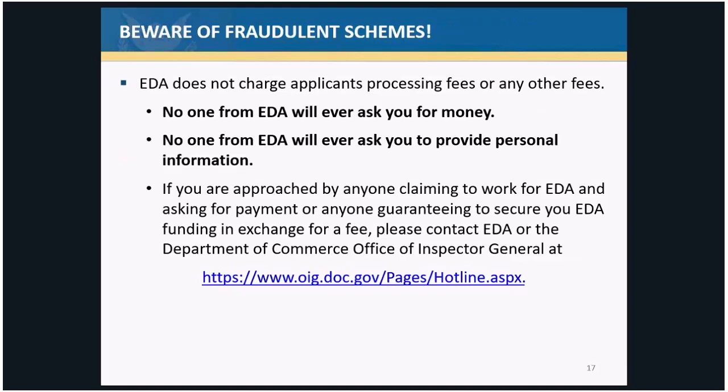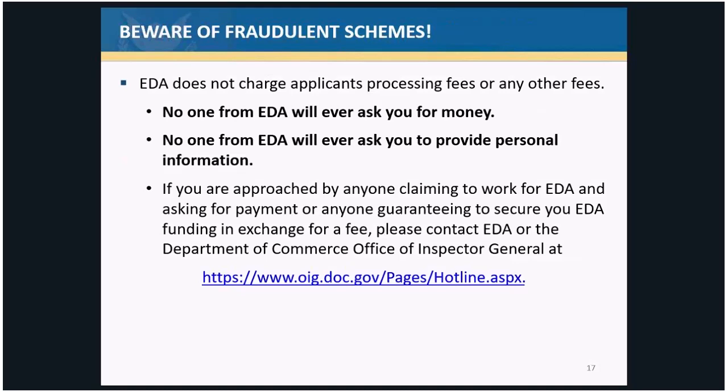Please be aware of fraudulent schemes. Unfortunately, we are aware of a number of unscrupulous actors who are advertising their ability to obtain EDA funding for individuals or entities in exchange for the payment of money. To be clear, EDA does not charge processing fees or application fees of any kind. No one from EDA will ever ask you for money, and no one from EDA will ever ask you to provide personal information such as a social security number.